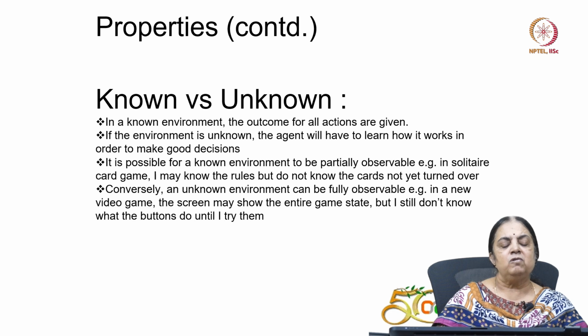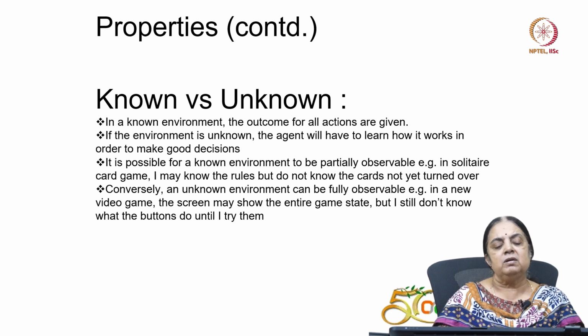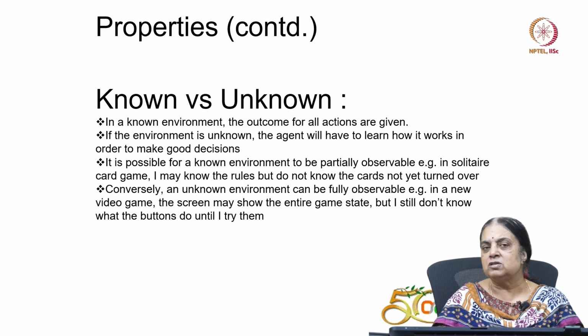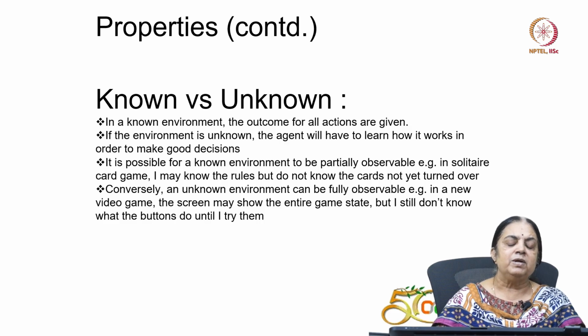Known versus unknown. So if it is a known environment, the outcome for all actions are known to you. So you know if you take this action, this is going to happen. If you take this action, this is going to happen. But if the environment is totally unknown, right, then it becomes more difficult to take decisions.